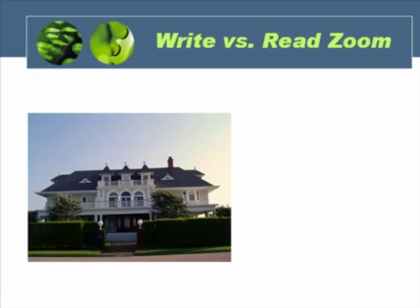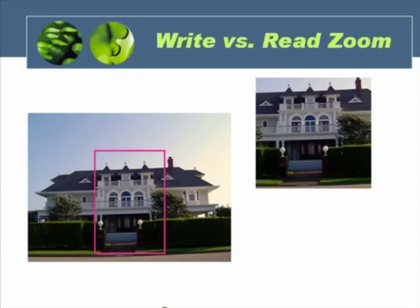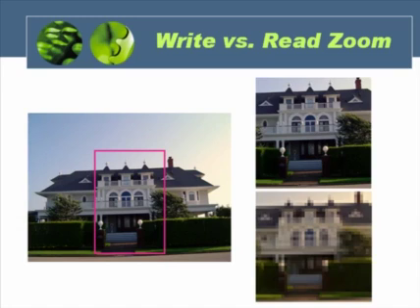I assure you this is not my house, but let's look at this picture right here of a house on the New Jersey shore. Let's say I want to zoom this center part of the image. If I use write zoom, I'm redrawing the image and preserving the pixel density, and therefore the image maintains the resolution of the original image. However, if I zoom this image with read zoom, which would just enlarge the pixels, I do get a larger image. However, I do not preserve the pixel density, and in fact, I can even see the individual pixels within the image.